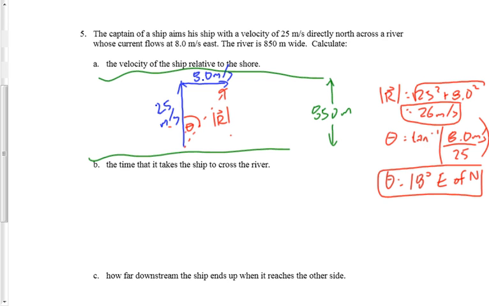Okay, the time that it takes the ship to cross the river. This is a good question. I like this. Mathematically, it's a cinch, but conceptually, it's a little bit tougher. We're going to use the equation v equals d over t to solve this. Velocity is displacement over time. The ship is moving at a constant velocity across there at 26 meters per second, right? 26 point whatever it was, meters per second. We want to rearrange this to solve for time. It becomes delta d over v.